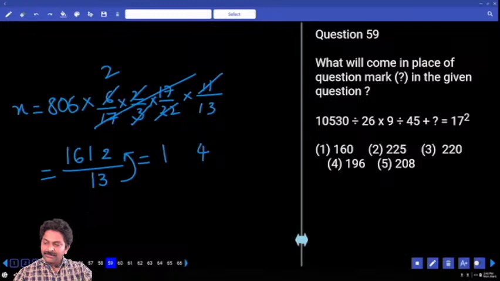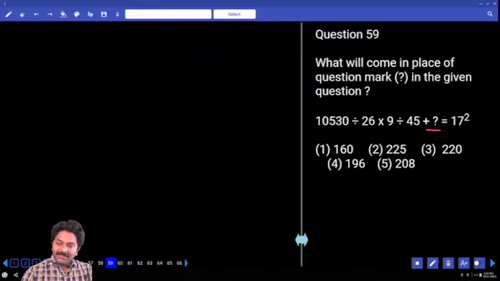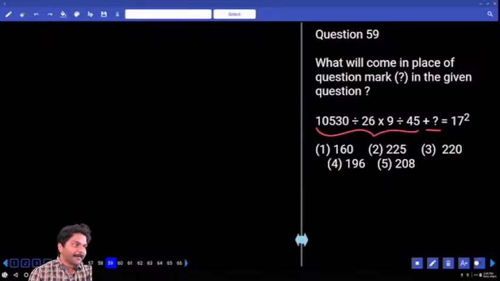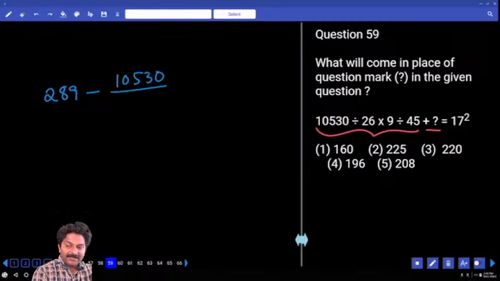Right. So plus x, keep that value in the left hand side itself. Entire number goes to the right hand side, becomes plus or minus? Minus. 17 square minus 10,530 by 26 into 9 by 45.